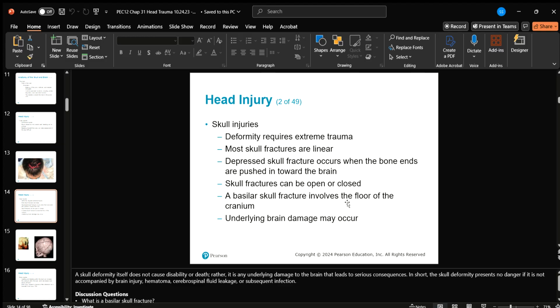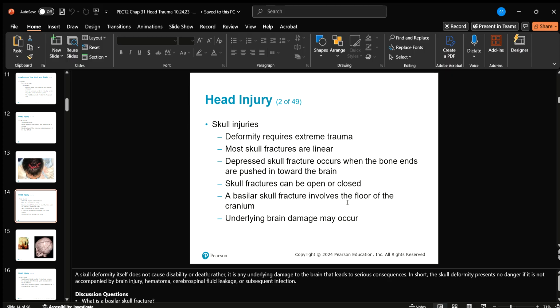All right. Then we have deformities to the skull. Okay, so this requires extreme trauma, like a baseball bat, or falls from a significant height and landing on something like concrete. Okay, can cause a deformity. Most skull fractures are linear. All right, but then you may have a depression in the skull due to a blunt object, like I said, like a bat or something like that.